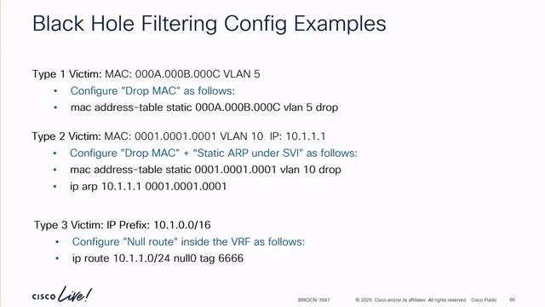Then I'm going to refer to the MAC table. So how do I add an entry in the MAC table to drop traffic to the victim? So I do MAC address table static. I give the MAC, VLAN 5, drop. Right? So all traffic destined to this MAC will be dropped on the device that has this entry in the MAC address table.